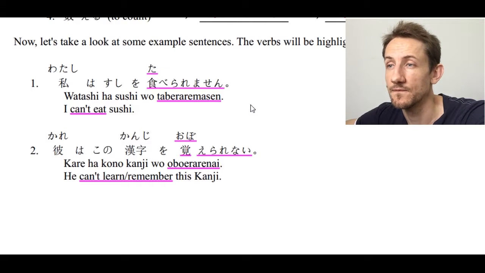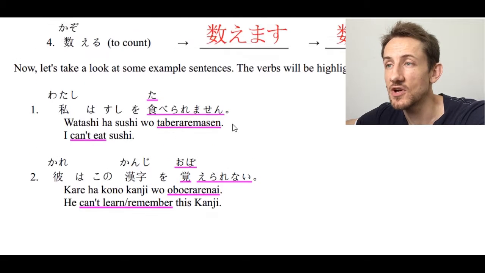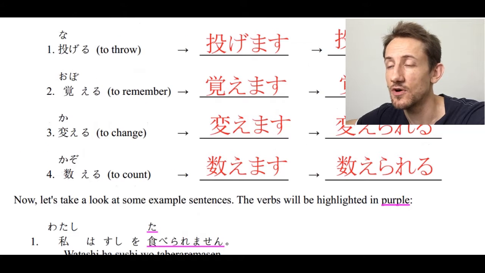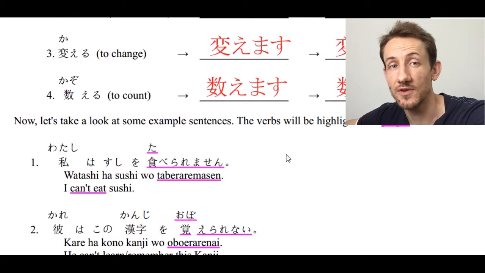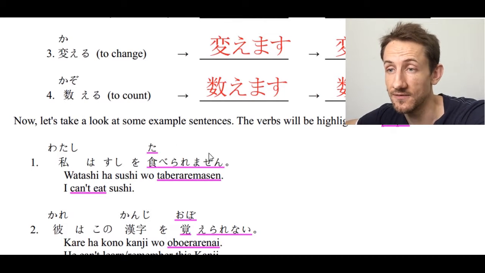So number 1, watashi wa sushi wo taberaremasen. Please note that these verbs that we're getting in the potential form, this is the dictionary form of the verb. We can conjugate these verbs any way that we've already learned. So if we want to make a verb negative with masen, we can, or we can make a verb negative with nai, we can. So don't think that this is only positive. We can make negative verbs as well.